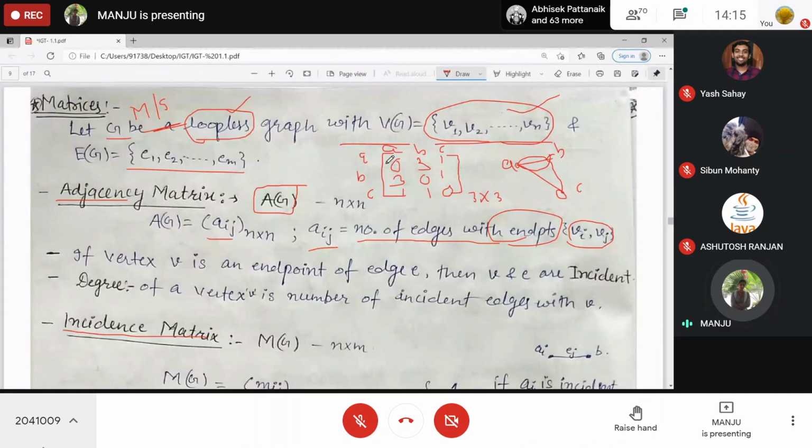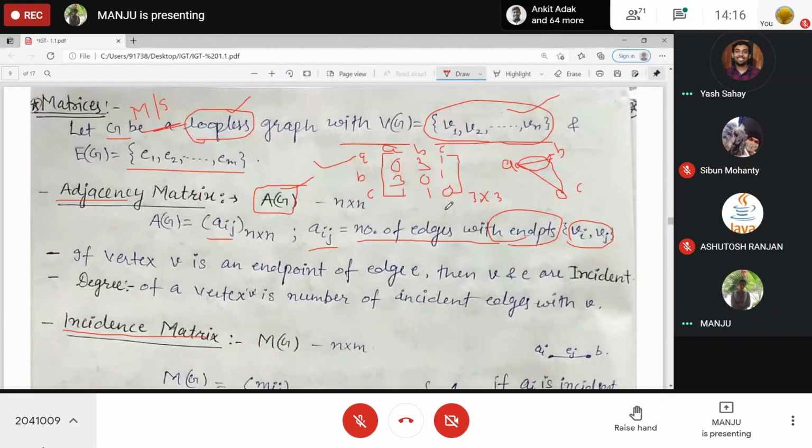Now, if you look at this, this is your adjacency matrix. The first row is the same as the first column, the second row is the same as the second column, the third row is the same as the third column. That means the ijth entry is the same as the jith entry. Clear? This is a symmetric matrix, and an adjacency matrix is always a symmetric matrix with all diagonal entries 0. Is there any doubt?